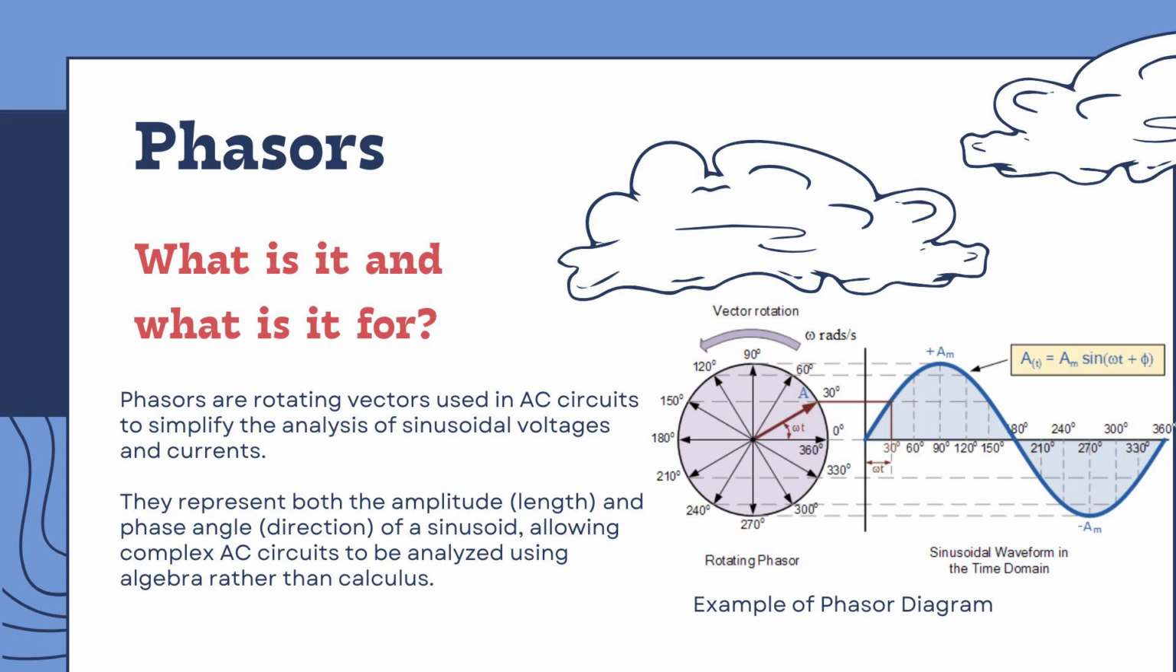So, what is phasors? And what is it for? Phasors are rotating vectors used in AC circuits to simplify the analysis of sinusoidal voltages and currents. They represent both the amplitude, which is length, and phase angles, which is direction, of a sinusoid, allowing complex AC circuits to be analyzed using algebra rather than calculus. If you look on the right, this is one of the examples of a phasor diagram.